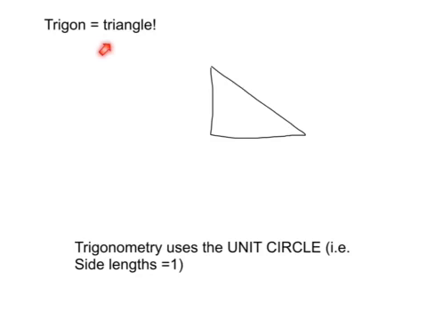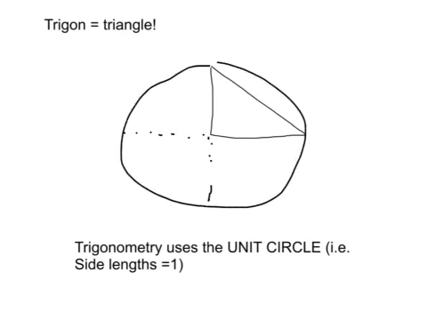Trig uses the unit circle. What this means is that if we turn this into a very rough circle, what we have are side lengths of 1. So any of these radii is going to be 1.